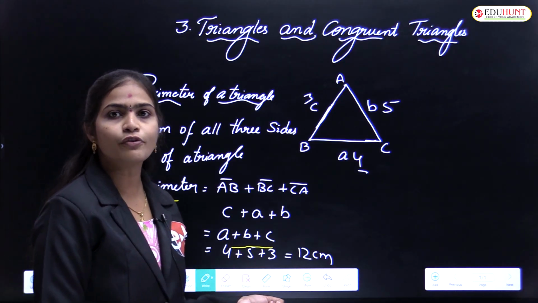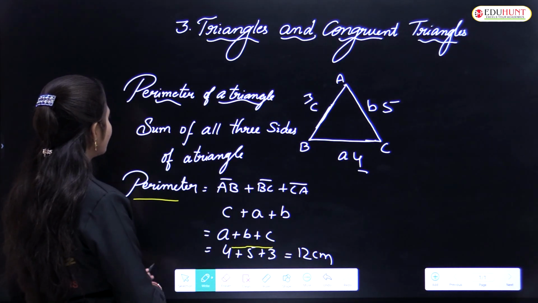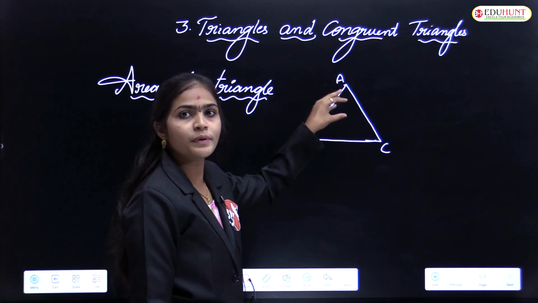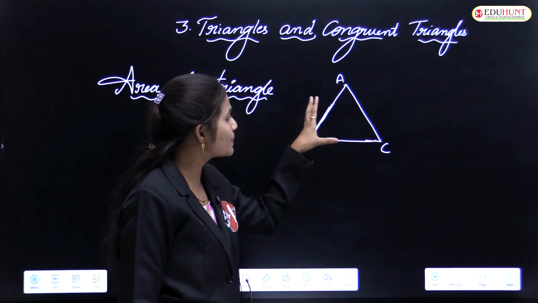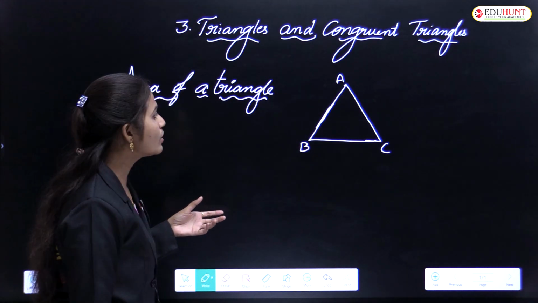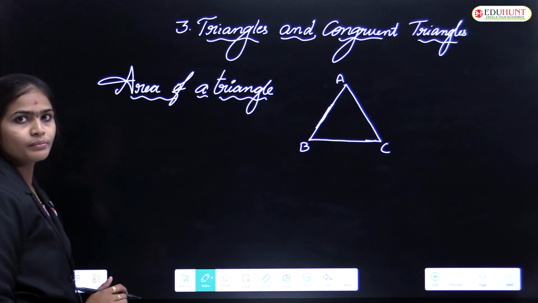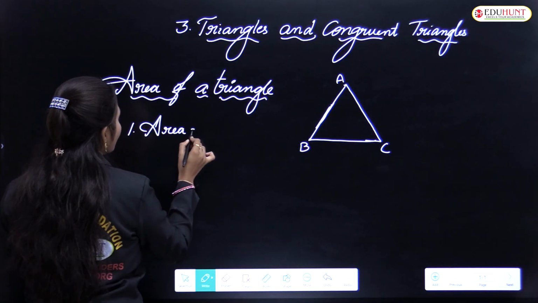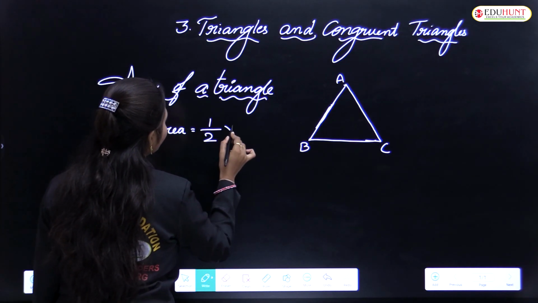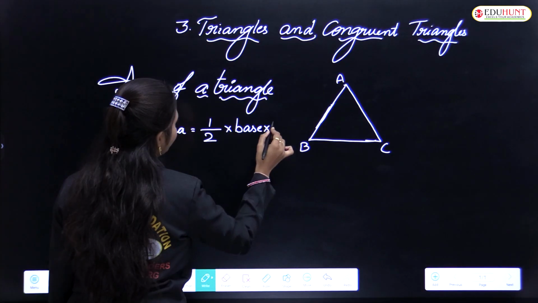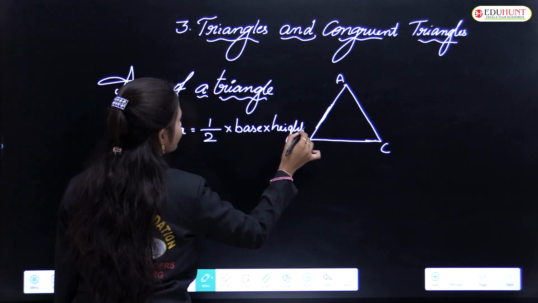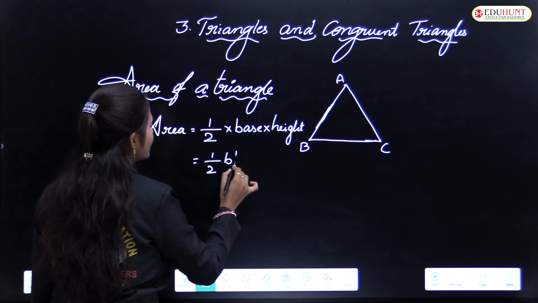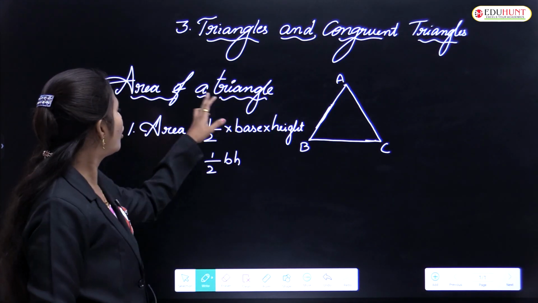Now we will see the formula for the area of a triangle. Area means how much space this total figure occupies. Here, for the area of a triangle, we have two formulas. The first one is area equals half into base into height, which we can write as half b h. So this is the formula for the area of a triangle.